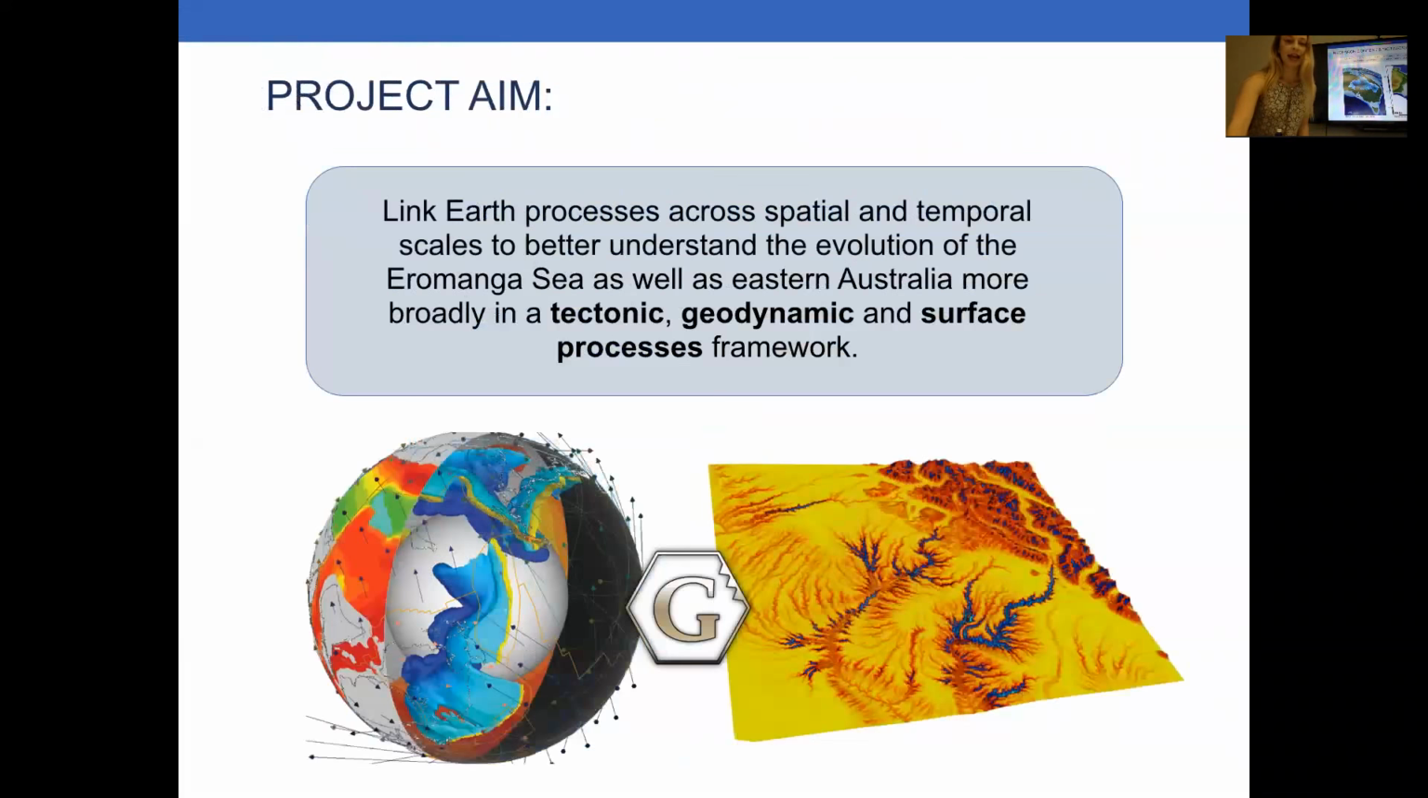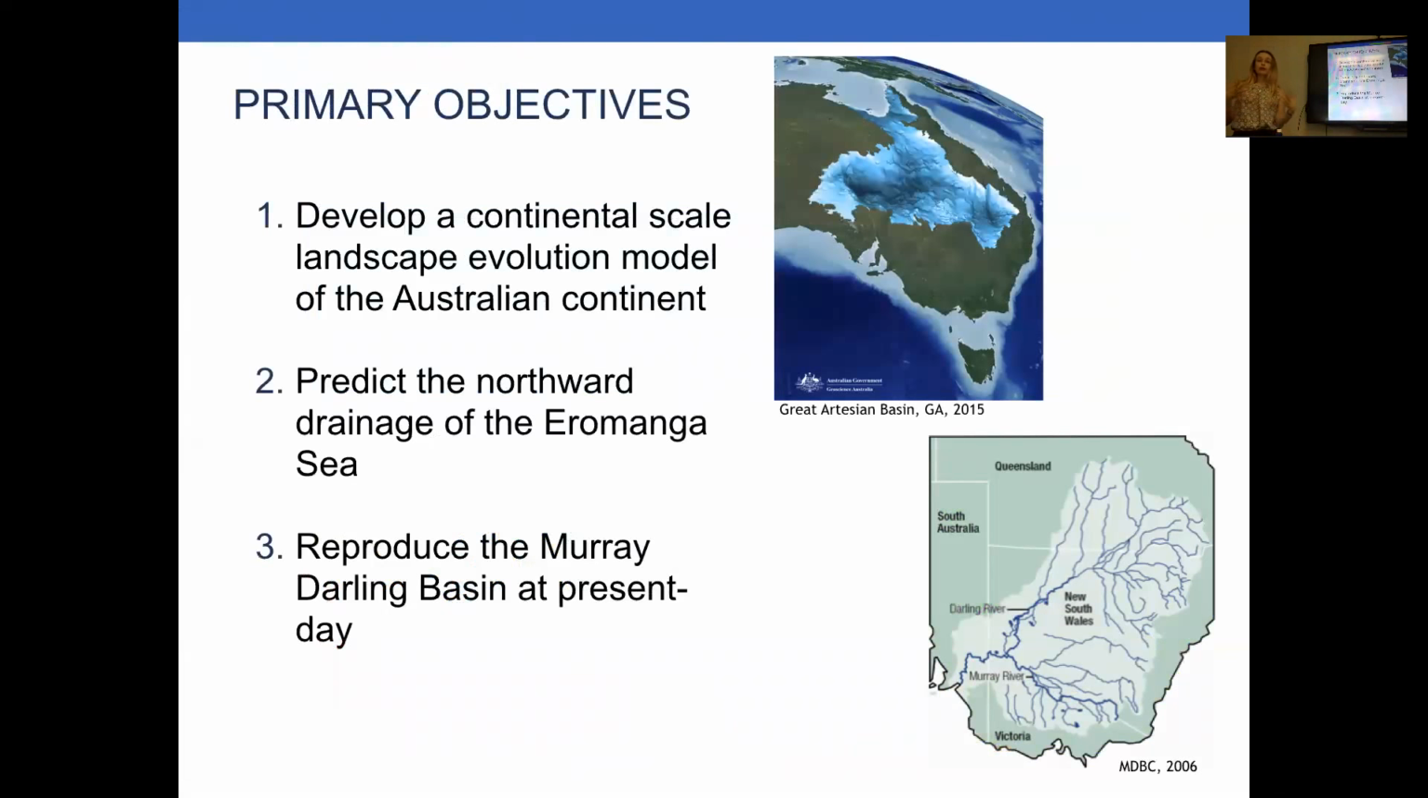So accordingly, the aim of this project was to link Earth's processes across spatial and temporal scales to better understand the evolution of the Eromanga Sea, as well as Eastern Australia more broadly, in a tectonic, geodynamic, and surface processes framework. The primary objectives were to develop a continental scale landscape evolution model of the Australian continent that both predicted the northward drainage of the Eromanga Sea through the Gulf of Carpentaria into the Proto-Pacific Ocean in the Cretaceous, about 100 million years ago, and also reproduced the Murray-Darling Basin at present day, specifically its southern drainage and the geometries of its primary river networks.